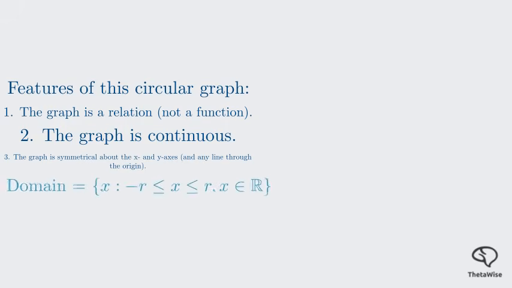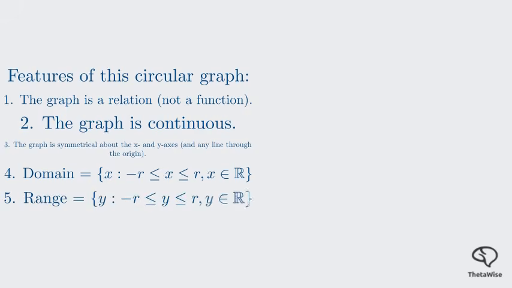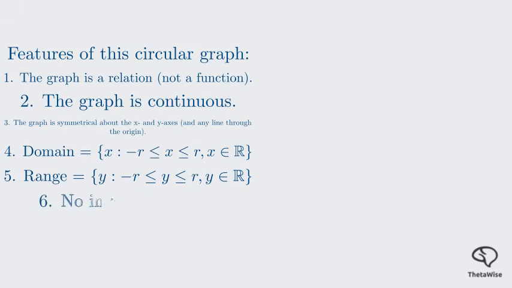Fourth, let's talk about the domain and range. The domain is the set of all possible x values for which the graph exists. For a circle of radius r, the domain is the set of all x values between negative r and r, including negative r and r. Similarly, the range is the set of all possible y values. For this same circle, the range is the set of all y values between negative r and r, again including negative r and r. Finally, because a circle is a relation and not a function, it does not have an inverse function.